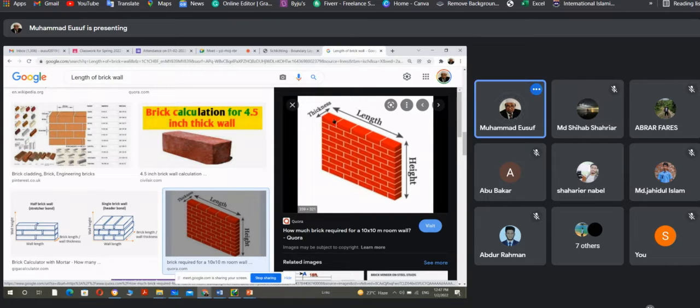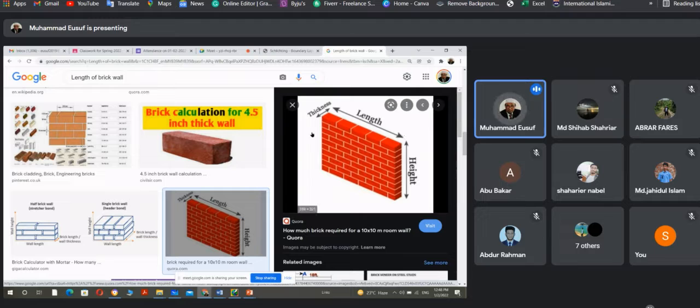So, this is the length. This is the height. So, this is the thickness of the wall. Before building a wall, you must fix the length and height, and find the thickness. There are two types of thickness: 5 inch or 10 inch.